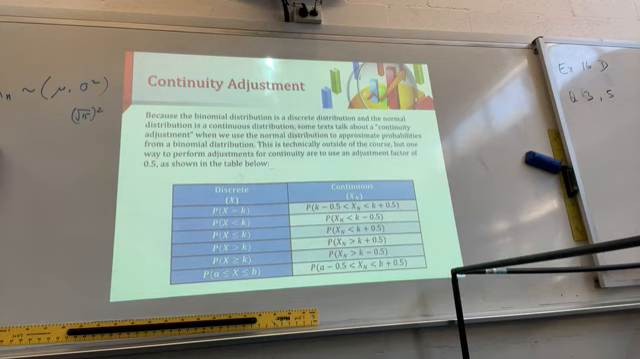One way of performing the adjustment for continuity is to use an adjustment factor of plus or minus 0.5. So you've got the table there. If it is X equals k, you know that the probability of X equals k is not zero in the continuous case, because you think about k minus 0.5 and k plus 0.5. So you've got that range to look at, and whatever is discrete is right in the middle of those two.